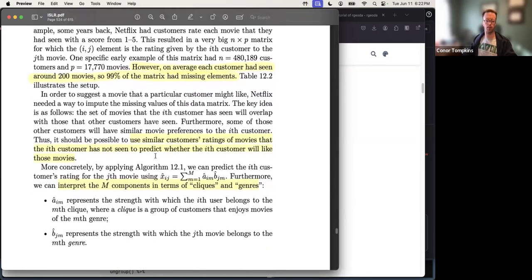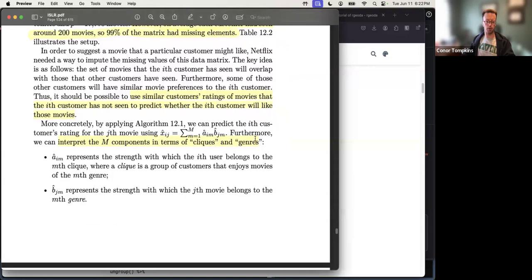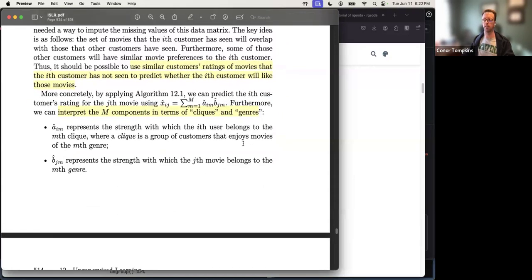So I thought that was interesting, because I would have thought that, I guess that's an unsupervised approach. Maybe a supervised way would be to treat it as a classification problem. What's the probability that a customer would rate this movie above a 3 based on the other movies that they've rated? But I guess this is an unsupervised approach there. So again, you can use the components to extract groups of customers and groups of movies. So this can help with product development and things like that.